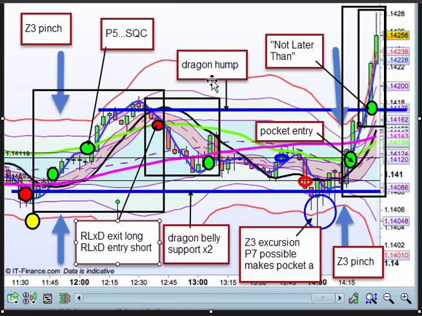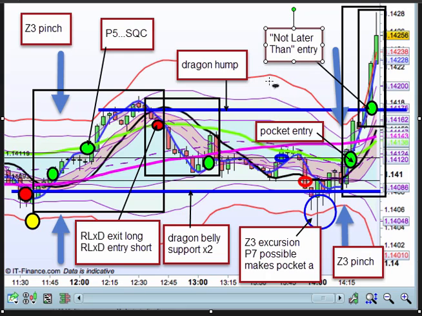By the same token, here's the dragon hump at the top of this dragon, and I call this the not later than entry here. And that's because once it's cleared this price level, you have some evidence that it's not going to reverse, it's going to keep going. And then quite often when that one breaks, you get this explosive move as it captures everybody who had placed their stops up in this area for going short. So they're collecting stops and it's blasting right through it.